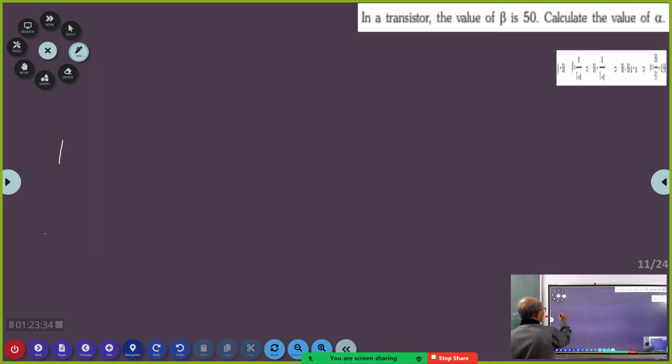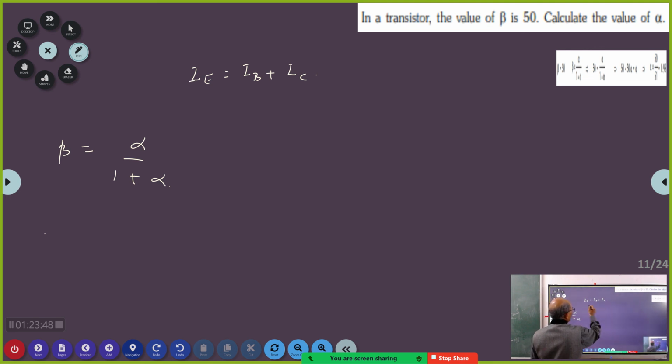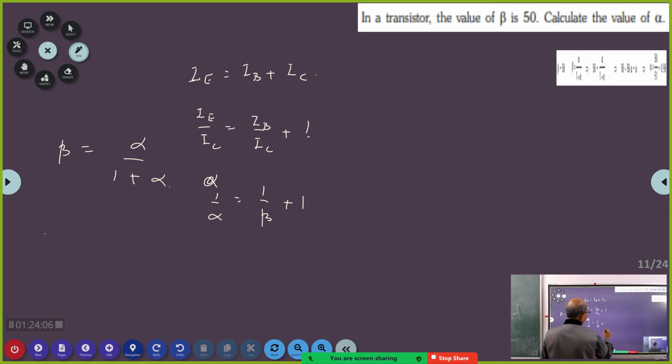Beta is equal to alpha divided by 1 minus alpha. You can derive this formula if you don't remember it. How will you derive? IE is equal to IB plus IC. Now, if you divide this by IC, then you get IE by IC is equal to IB by IC plus 1. IE by IC is 1 by alpha, and IB by IC is 1 by beta, plus 1.